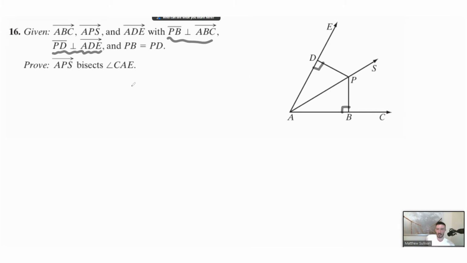All right. So we got those right angles coming from there. And then PB and PD. I'm just going to put a single mark for each of those. Okay, so statement number one.